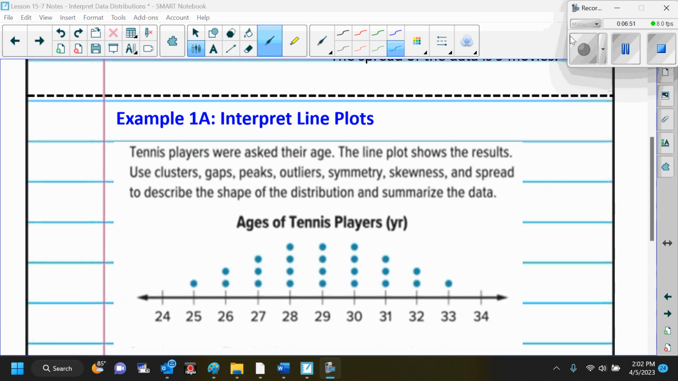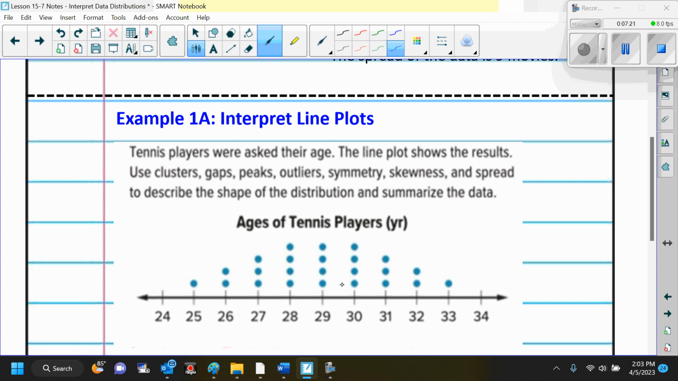All right, so for example 1A says tennis players were asked their age. The line plot shows the results. We want to use clusters, gaps, peaks, outliers, symmetry, skewness, and spread to describe the shape of the data distribution. Now, if you look at it, you can see the middle is right there. So if I fold this in half, it's going to be exact, right?